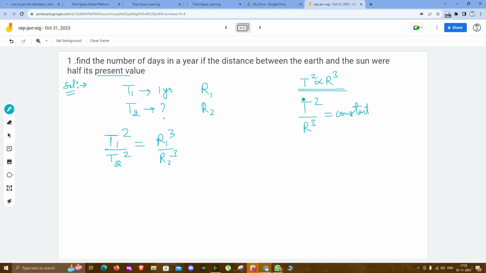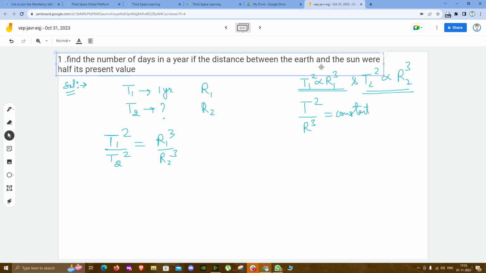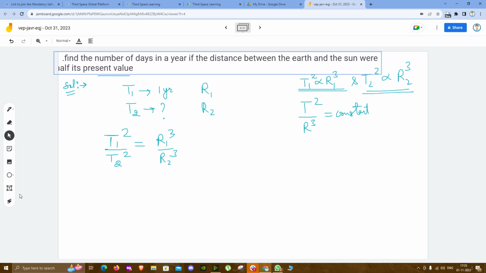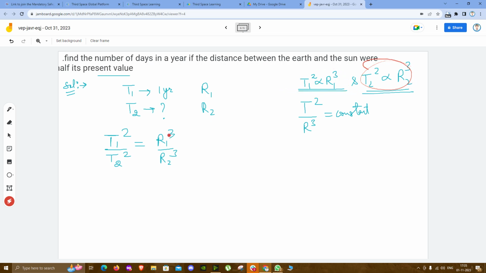Because then we have simply what we have done. T1 square is directly proportional to R1 cube, and T2 square is directly proportional to R2 cube, right? And then we have divided these two equations. So remember what I have done here is that I have taken this equation and then divided it by this equation. Then T1 square by T2 square is equal to R1 cube by R2 cube. Nothing else. You can remember this. This is very useful in numericals.